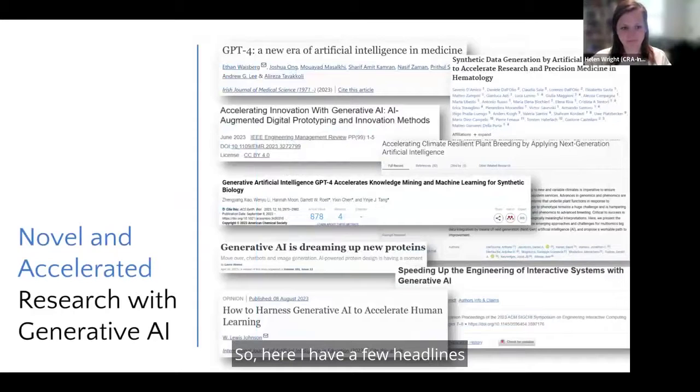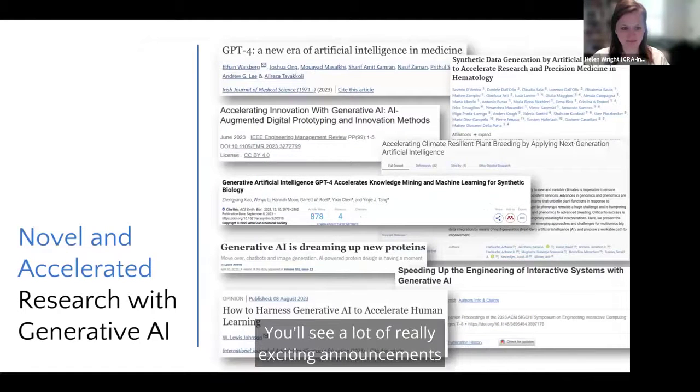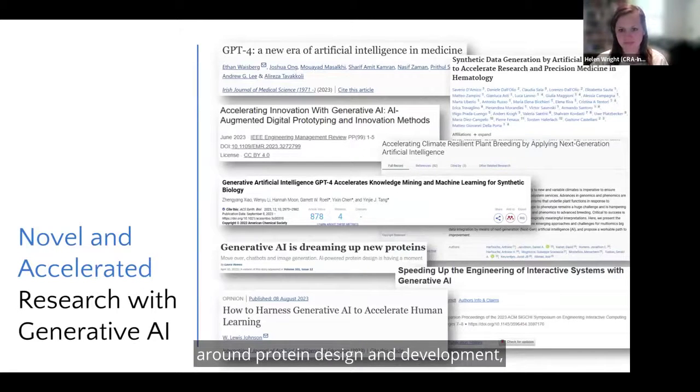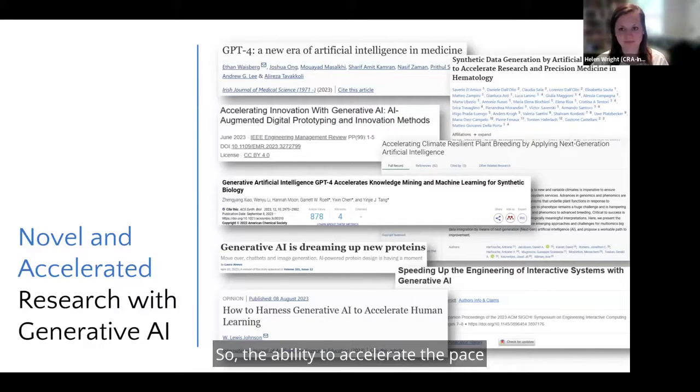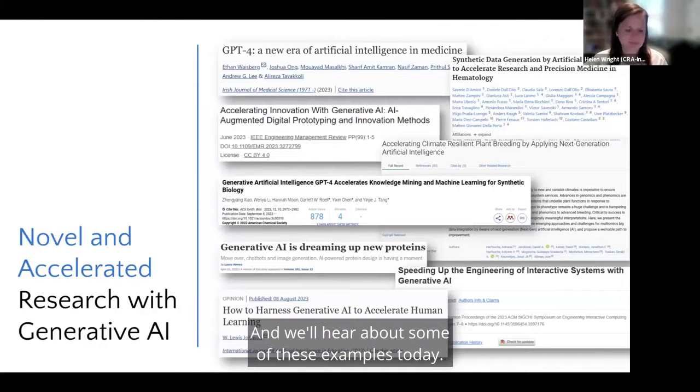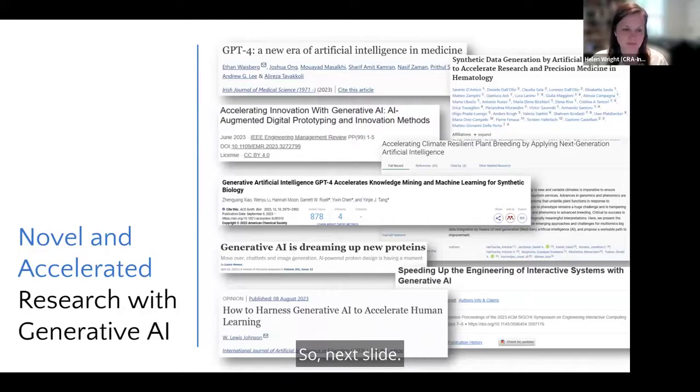Next slide. Here I have a few headlines in the research and science fields. These are just a collection of areas. You'll see a lot of really exciting announcements around protein design and development, material science, medicine, and engineering. A lot of them claim that things that used to take months or years to do now take a couple of days or weeks. So the ability to accelerate the pace of discovery is remarkable. And we'll hear about some of these examples today.